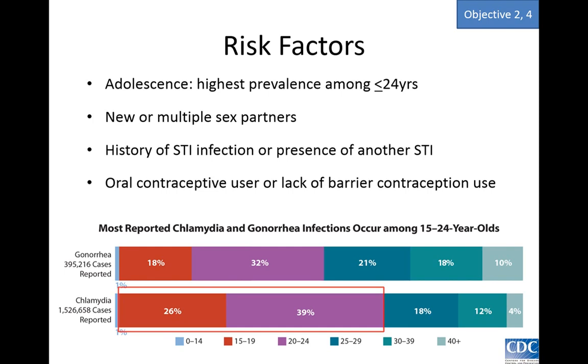Some other risk factors associated with chlamydia infection are new or multiple sex partners, history of prior STIs, or presence of any other type of STI, such as gonorrhea, syphilis, or even HIV. Oral contraceptive users, or lack of barrier contraception. So these patients are at high risk because they think that they're protecting themselves from pregnancy, however, they don't take into account protecting themselves from STIs by using barrier protection.